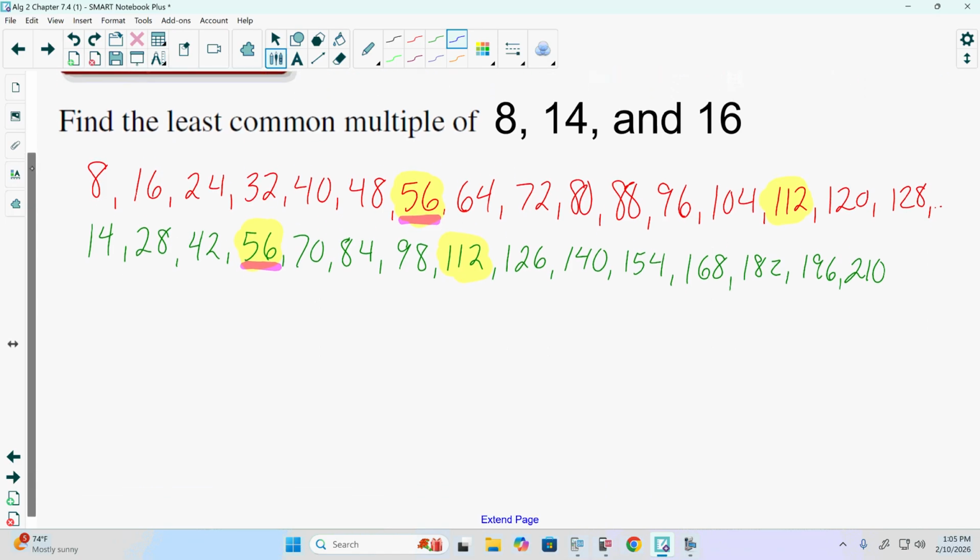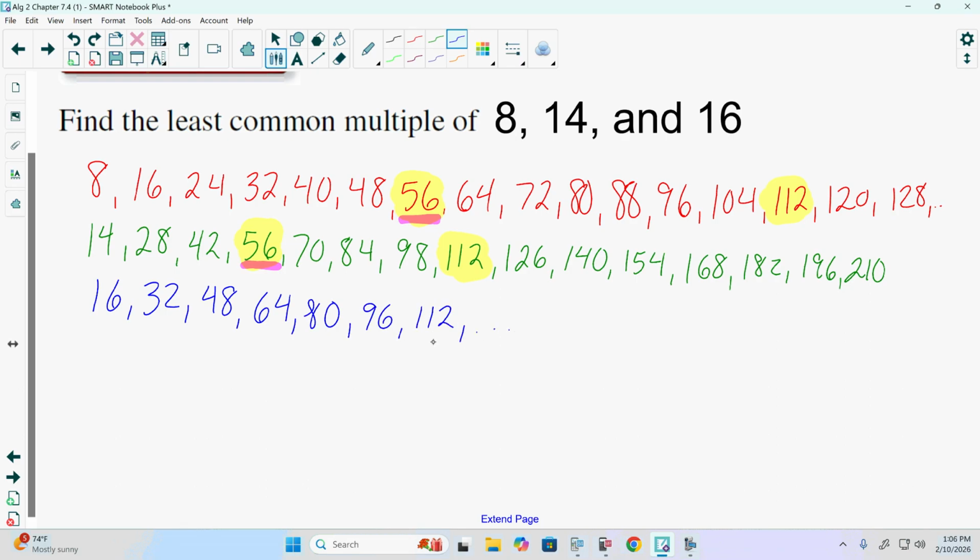Now, this didn't ask for the least common multiple of only 8 and 14. It also asked for 16. So 16, 32, 48, 64, 80, 96, 112. Well, 112 is the least common multiple between 8, 14, and 16. It's the first multiple of all three that shows up. Questions on this here?